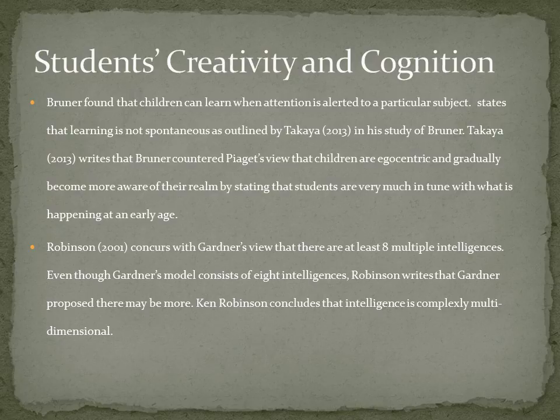And I was even looking at Robinson. Robinson concurs with Gardner's view that there are at least 8 multiple intelligences, and Robinson writes that Gardner proposed there may be more. And Ken Robinson concludes that intelligence is complexly multidimensional. So there's that word multidimensional that I used a couple of slides ago. And it can also refer to music because music is so wide-ranging in terms of the skill set you need. And it's not a skill set you come to naturally. It grows and develops over time. So I think that's really important too.